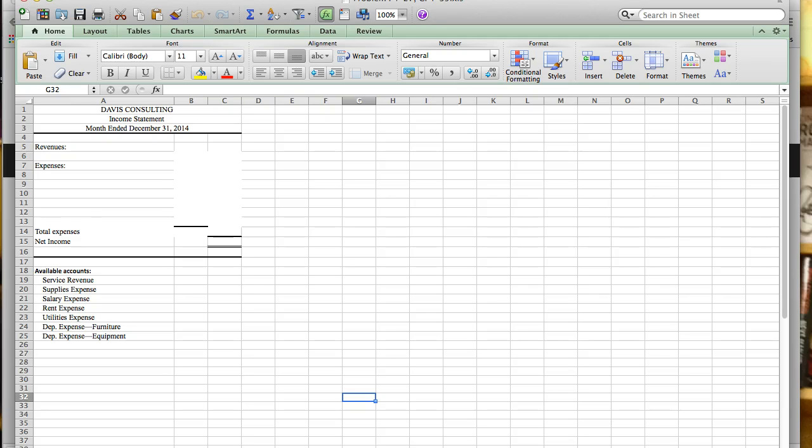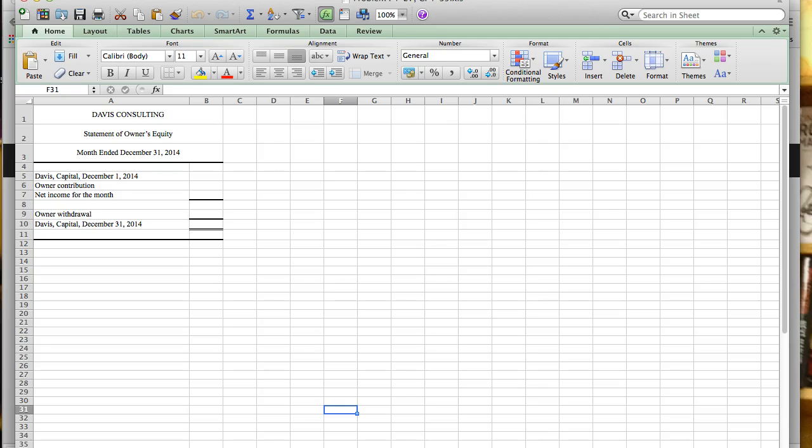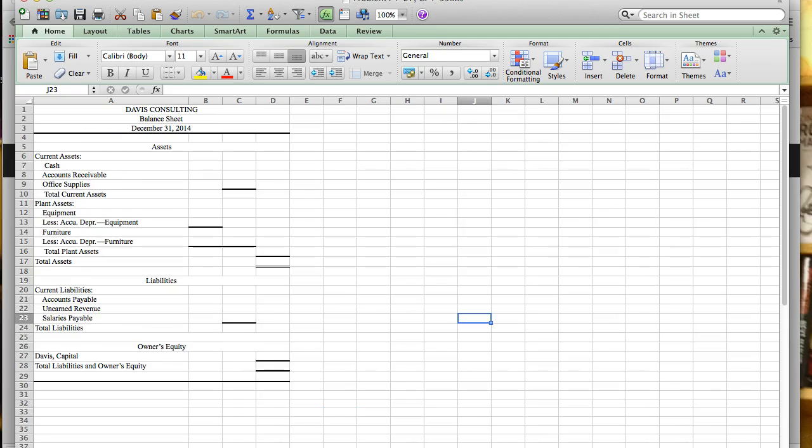You're going to take those balances, you're going to do your income statement first, then your statement of owner's equity, then your balance sheet. And remember, we're going to subtract the accumulated depreciation from the equipment and the accumulated depreciation from furniture. Don't forget to subtract those amounts. And again, your assets must always equal your liabilities plus owner's equity.